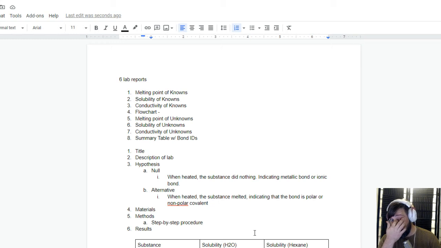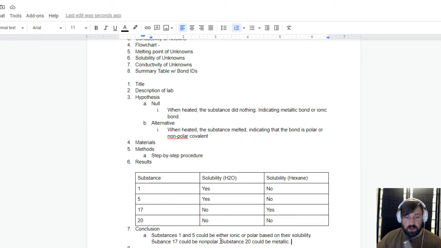You remember, you're doing 3 different tests, so melting point 1 and 5 might show something different. And that may help you determine if 1 is ionic or 5 is polar, so on and so forth.